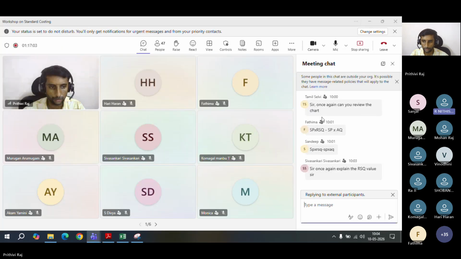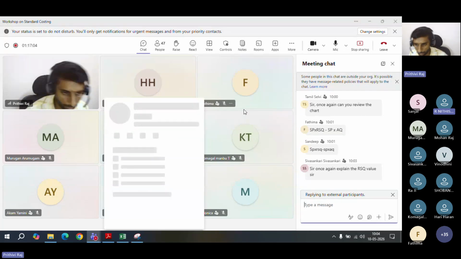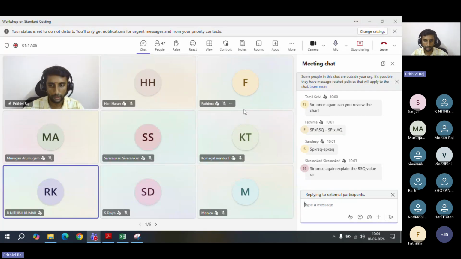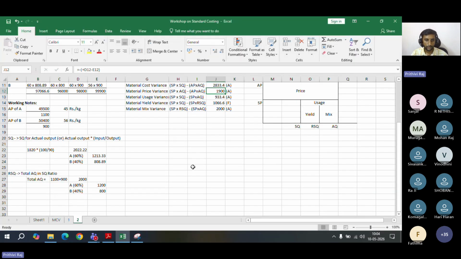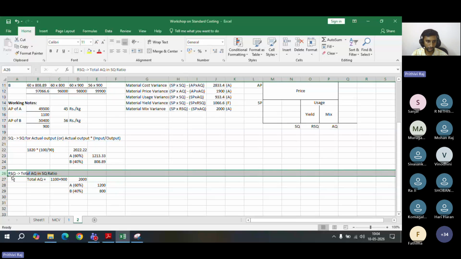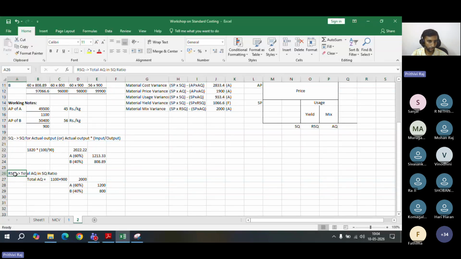Sir, RSQ calculation. RSQ, I will explain. So what is meant by RSQ? RSQ is total AQ in SQ ratio. You understand the definition, right? The total AQ in SQ ratio. So you have to learn this correctly. Don't get confused. When the word is RSQ, don't just put total AQ. It is total AQ in SQ ratio.